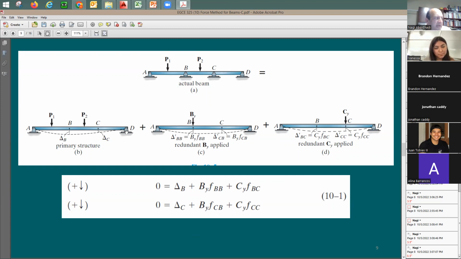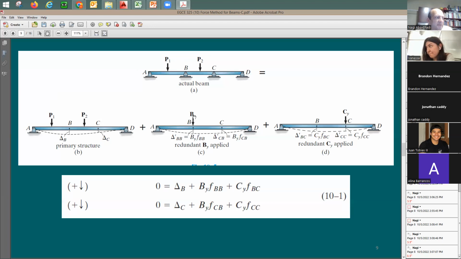So I have here how many reactions? 1, 2, and 3. And I have 3 equations. Now I can solve for this. So for this given beam, I should be able to find out deflection at point B and deflection at point C. What is point B and C? This is the location of the previous supports that I just removed. Let me find out deflection here due to what? Due to the given loads.